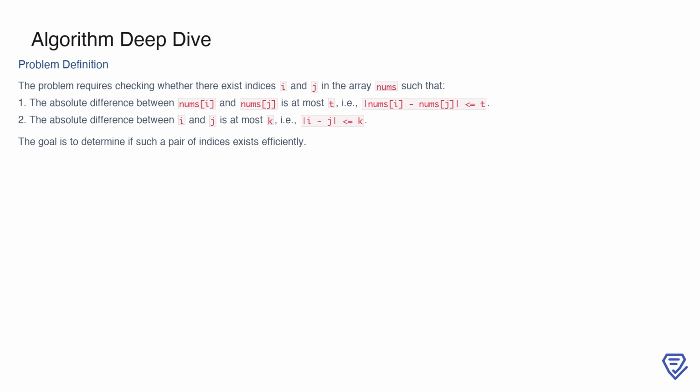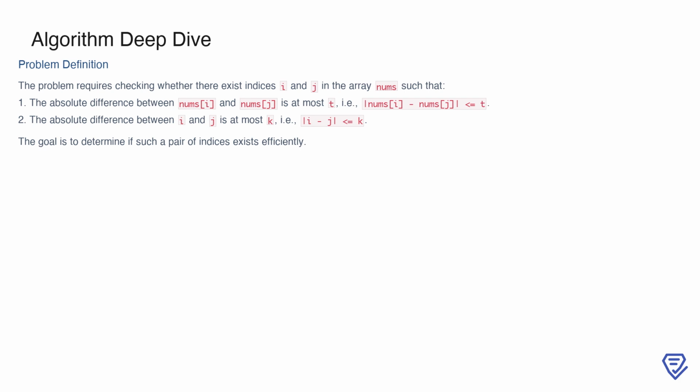The goal of this problem is to determine if there exist two indices, i and j, in the array nums that satisfy two specific conditions. First, the absolute difference between the elements at these indices, |nums[i] - nums[j]|, must be at most t. This means the values of the elements should be close enough, within the given threshold t. Second, the absolute difference between the indices themselves, |i - j|, must be at most k. This ensures that the two elements we are comparing are not too far apart in the array.